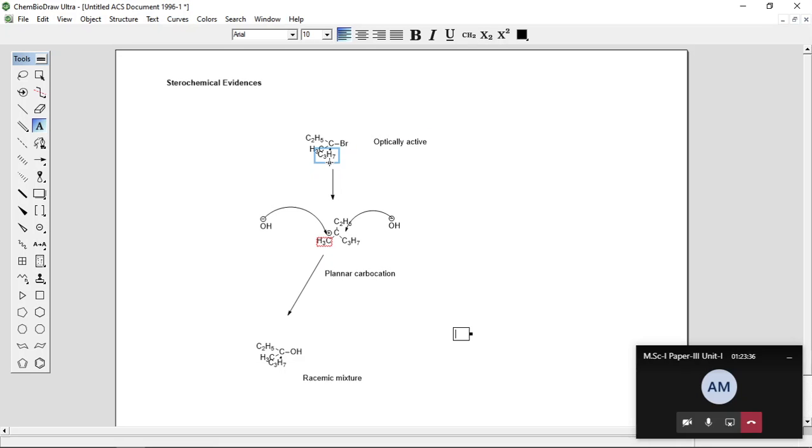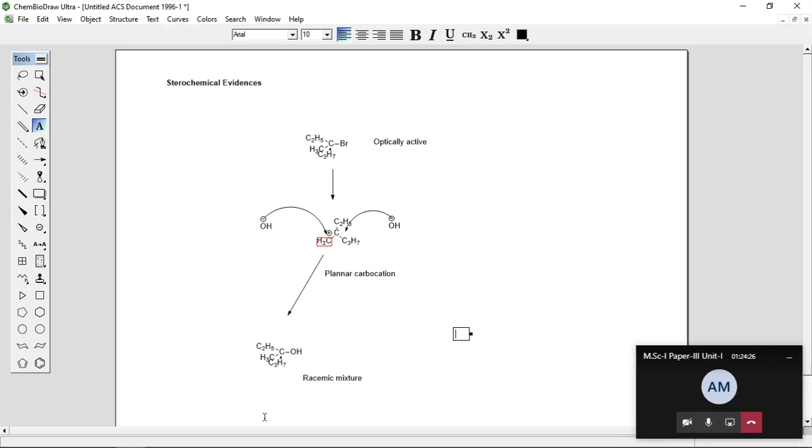So your starting material, the reactant, is optically active. You do the reaction, and once you get this product, you check the optical activity of this product, and your product is optically inactive. So you can say that the hydrolysis of this tertiary alkyl halide follows the SN1 pathway, because in the SN1 pathway there is a formation of a planar intermediate.